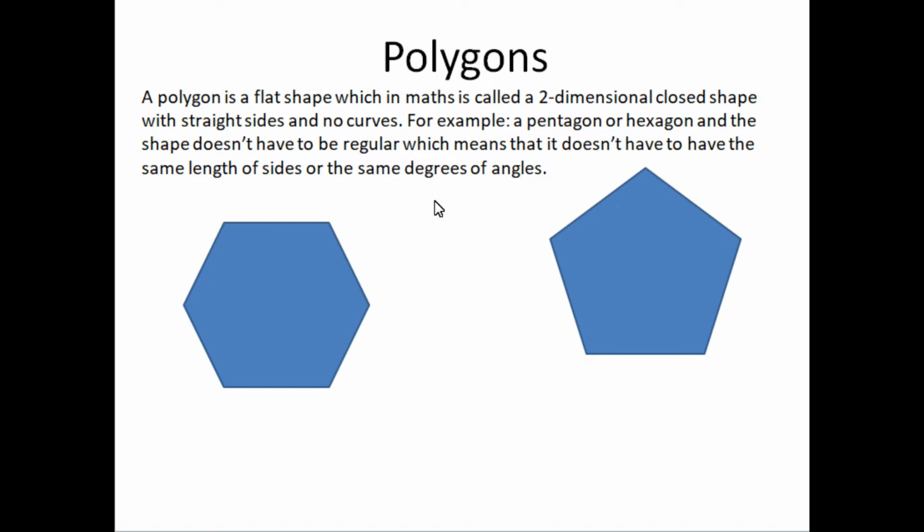As I've already said, the shape doesn't have to be regular. It could be irregular, which means that some sides are different to others, or angles. So it doesn't have to have the same length of sides and the same degrees of angles. So hopefully you'll get an idea of what a polygon is.